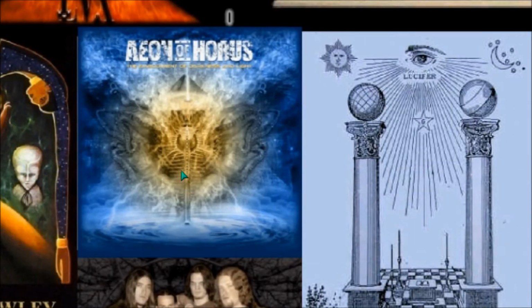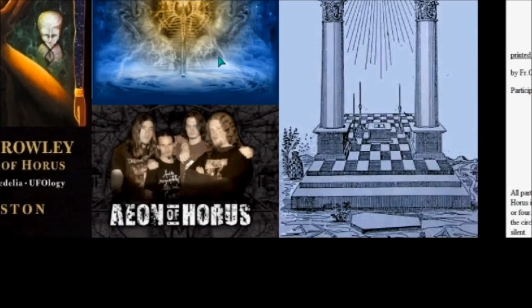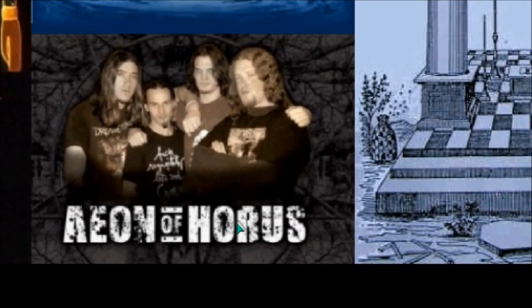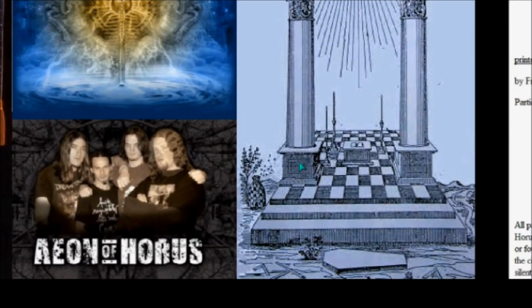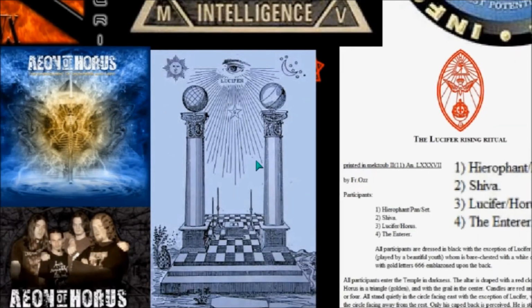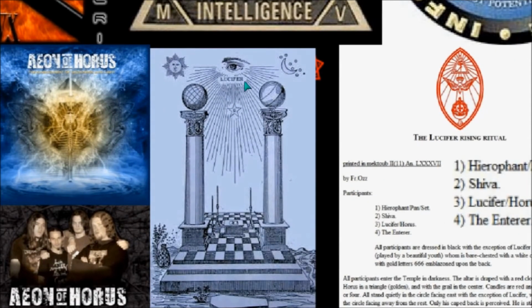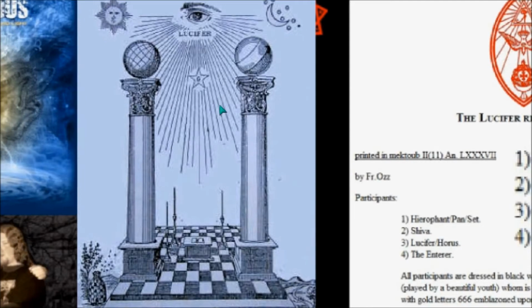The Aeon of Horus is a heavy metal rock band, so you can see here that reference, and you can see the pyramid in the background, and of course Aeon of Horus. This is important because you can see that there's a pentagram back there, so now they are both satanic and representing Horus. This is a Freemasonic tracing board. Usually these tracing boards do not have letters on them, but you can see that the eye is referenced to Lucifer, and so that is the Eye of Lucifer.